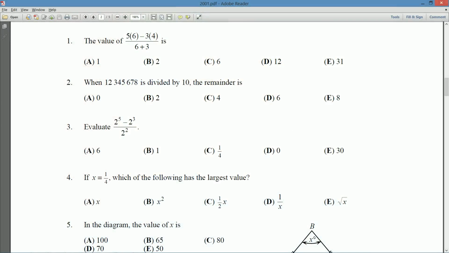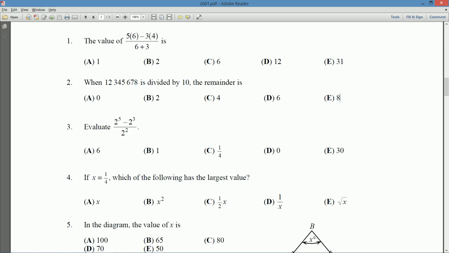12,345,678 is divided by 10, the remainder is, okay. So if you've ever had any familiarity with divisibility rules or remainders when you divide by 10, the answer will pop out pretty quickly that it should always be the last digit. When you divide by 10, it's always the last digit that's the remainder, 8.